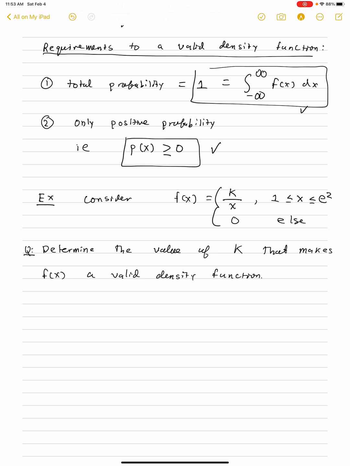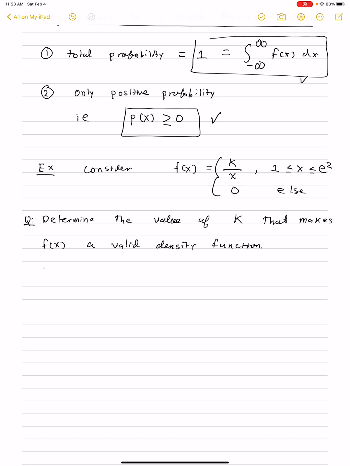Well, we have the requirements up here. One is that total probability needs to be equal to 1. So I need to integrate from minus infinity to infinity of f of x dx. You're like, wow, that's an improper integral. How am I going to do this? But then you look at the density function. It's only non-zero from 1 to e squared. So I only need to actually integrate from 1 to e squared of k over x dx.